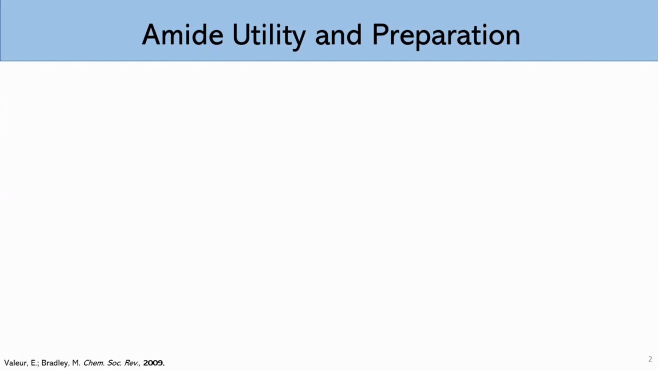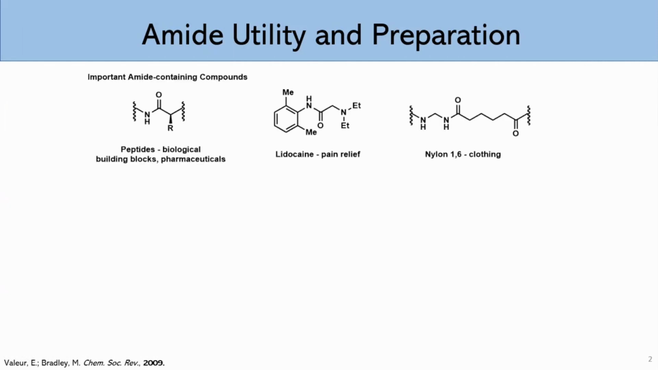I feel like most chemists across all fields understand that the amide is an extremely important functional group that makes up peptides, which make up proteins, kind of your building blocks of all life. So those are extremely important. They're also heavily featured in the pharmaceutical industry. I have the common pain relief drug lidocaine featured in the center of the screen. They're also heavily featured in materials chemistry. Here's a very common polymer, 1,6-nylon. It's an amide polymer heavily utilized in the clothing industry.